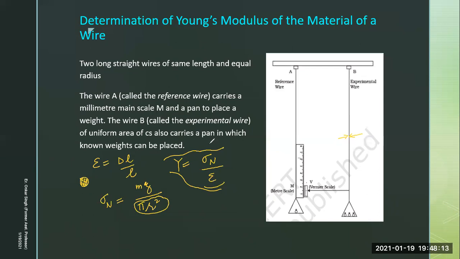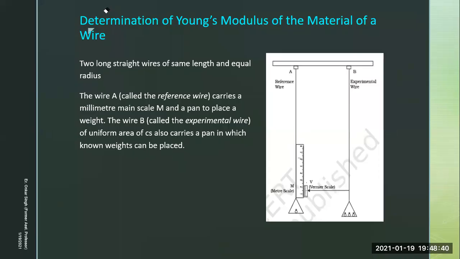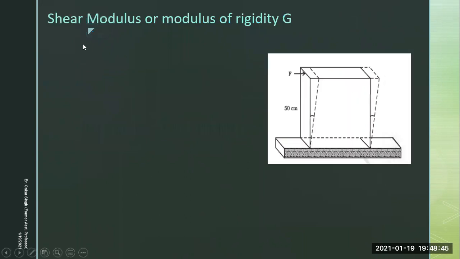All right, students. Yes. So students, now comes the second type of coefficient of elasticity, that is shear modulus. It is also known as modulus of rigidity. Its value is less than Young's modulus, almost one third of Young's modulus. Why? All right. So now students, shear modulus or modulus of rigidity is G, and I said its value is always less than Young's modulus, almost one third of Young's modulus.